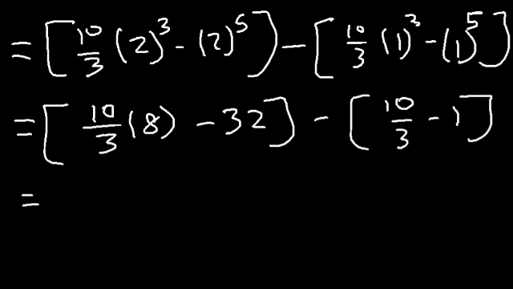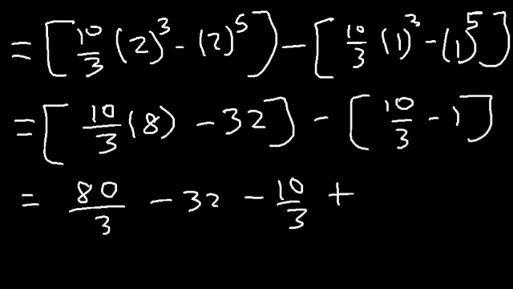So 10 times 8 is 80. So we have 80 over 3 minus 32 minus 10 over 3 plus 1. 80 minus 10 is 70. Negative 32 plus 1 is negative 31.